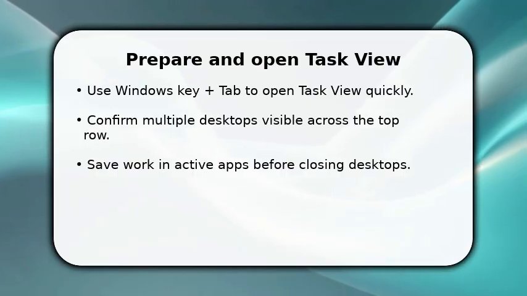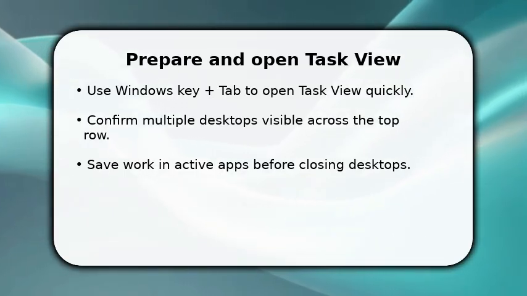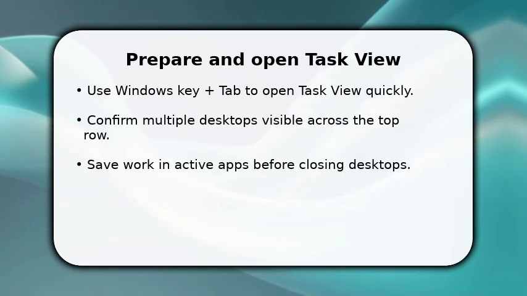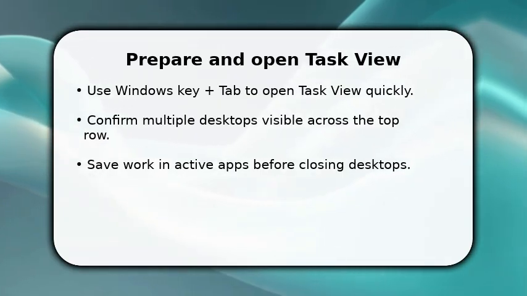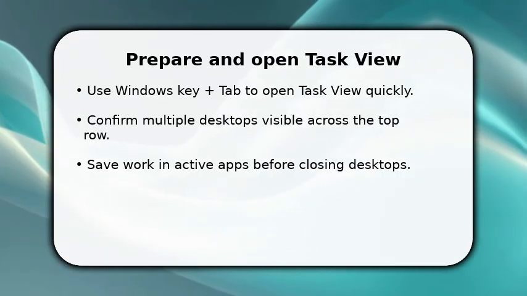You start by opening Task View with Windows Key plus Tab. This shows all virtual desktops. Once done, scan the thumbnails at the top to identify which desktops contain open apps you want to close. Make sure to save any files or progress in those apps now.